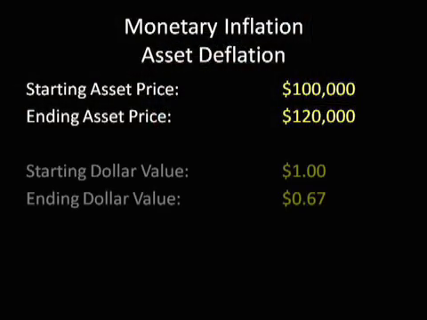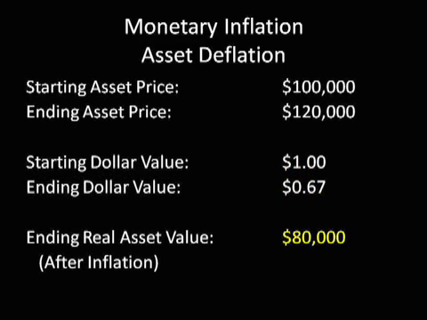Only this time, we have inflation in the sense that most people mean it. A dollar becomes worth only 67 cents in purchasing power terms. So if we can sell our asset for $120,000, but each of those dollars in the future will only buy what 67 cents does today, what's the real value of our asset? I would say that it's obviously $80,000.